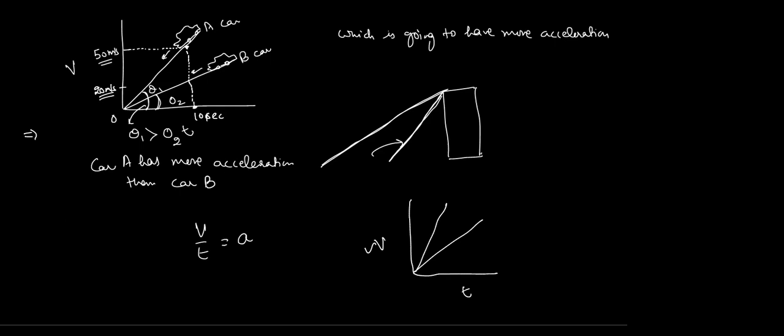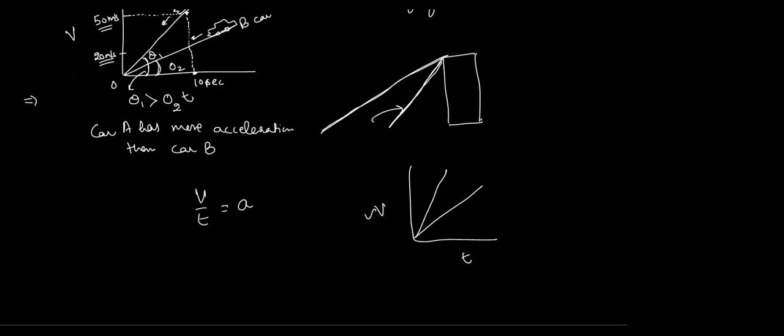Let me take another example. Power is equal to work done upon time. Power is equal to work done upon time. And if I say that this is the graph for the work done and time period.